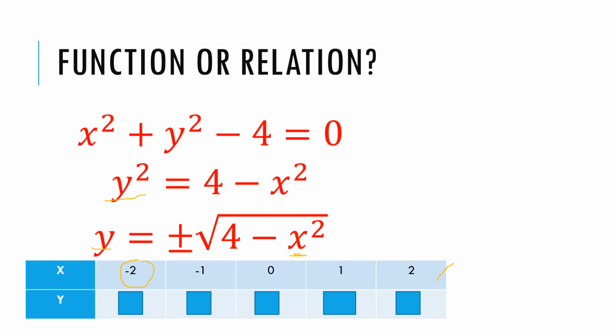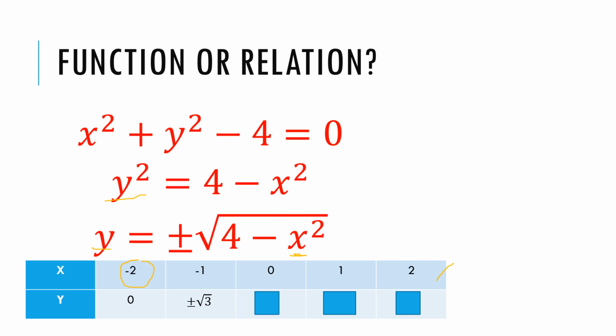So, pag negative 2 siya, sa loob, we have 4 minus, yung negative 2 squared, the answer is 4. So, 4 minus 4 is 0. Square root of 0 is 0. So, 0 ang sagot. Pag negative 1 naman siya, ano ang sagot? The answer is, so 4 minus negative 1 squared. So, negative 1 squared is 1. 4 minus 1 is 3. So, positive and negative square root of 3.